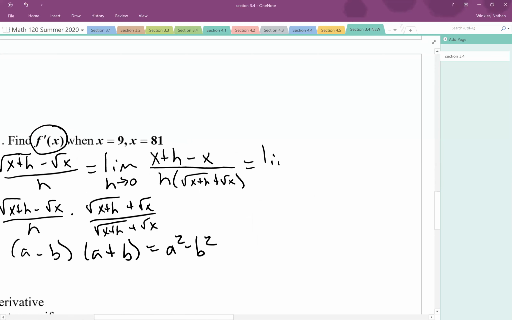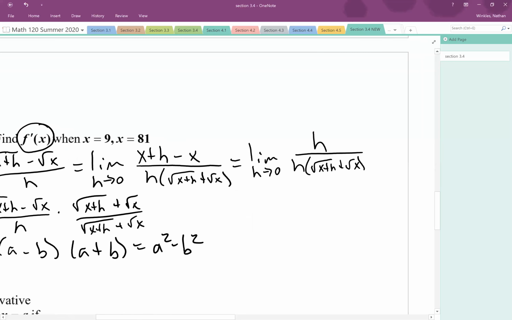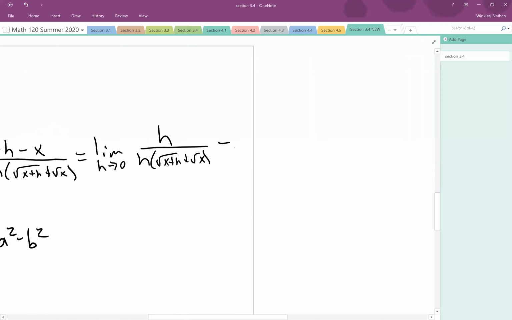So this gives us the limit as h goes to 0 of h divided by h times square root of x plus h plus square root of x. Canceling out our h's now, we have the limit as h goes to 0 of 1 divided by square root of x plus h plus square root of x.